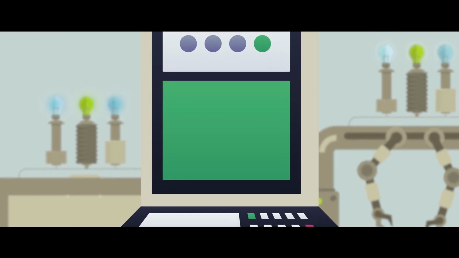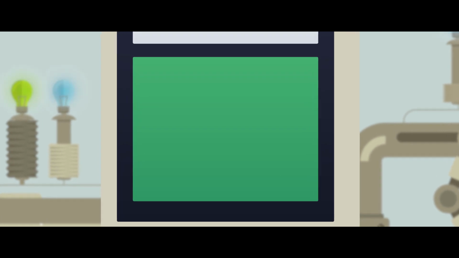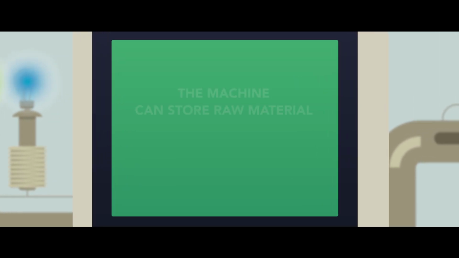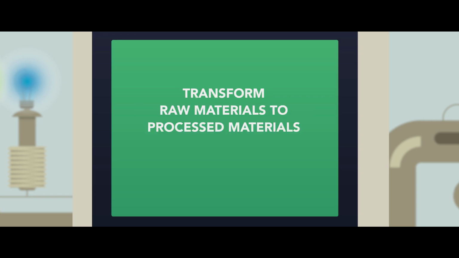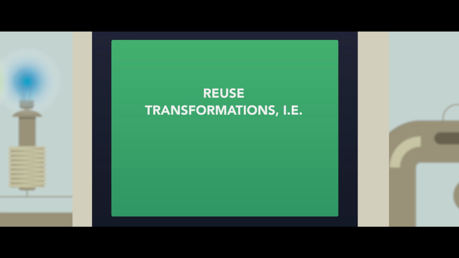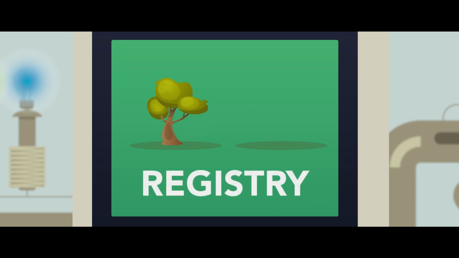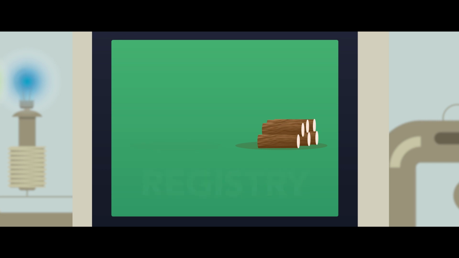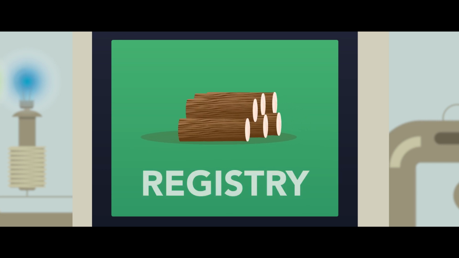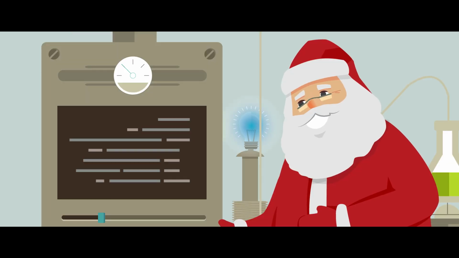Before we go, let's dive into this magic machine's capabilities a bit more. The machine can store raw data or store raw materials. It can transform raw materials into processed materials. It can reuse transformations, i.e., once it turns a tree into wood once, it stores that transformation process in a registry, and then it can reuse that transformation as it sees fit.